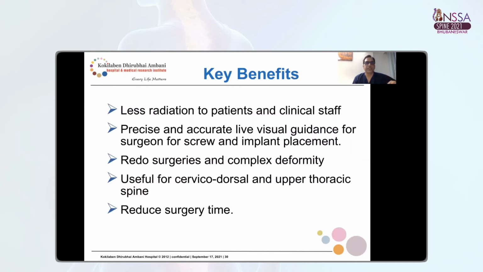So what are the benefits? First of all, it's less radiation to the patient and clinical staff, precise and accurate insertion of the screw, mainly useful in redo surgeries and complex deformity, very well used in the cervicodorsal and upper thoracic spine where the C-arm fluoroscopic images are not so good. Ultimately, the more you use it, it definitely reduces your surgical time.